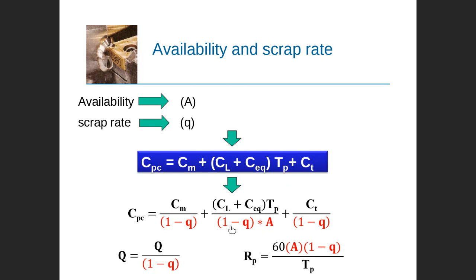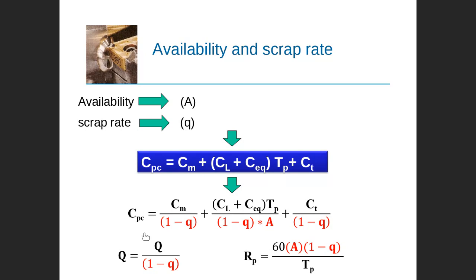Then time here will be affected. Then actually salary and the equipment rate will not be affected, but time is affected. Then time here is considered for scrap rate and availability as well. Then the modified equation will be, as you can see here, CBC equals CM divided by 1 minus Q, plus CL plus CEQ multiplied by TB divided by 1 minus Q. Okay. And CT divided by 1 minus Q.